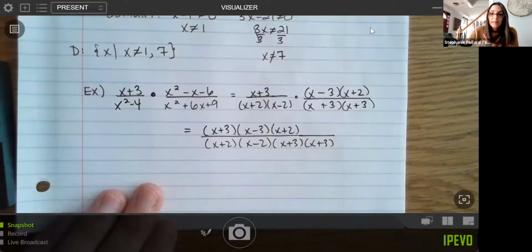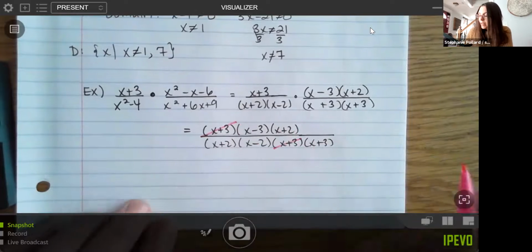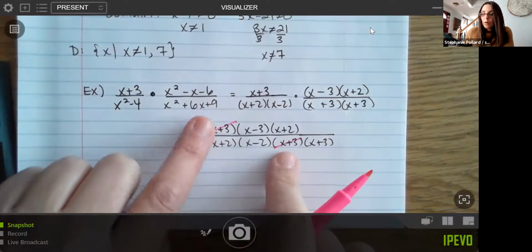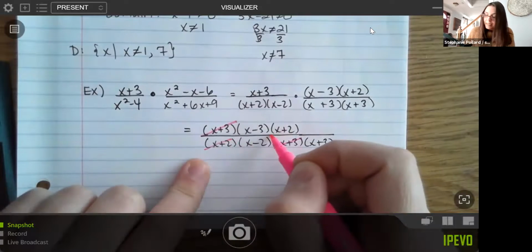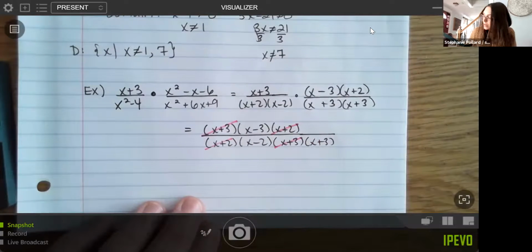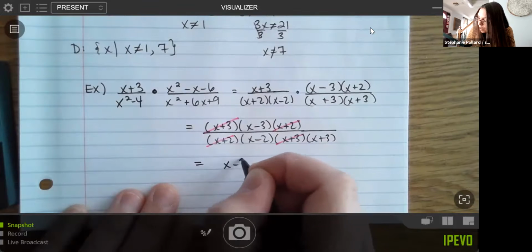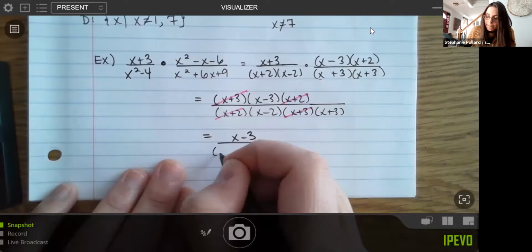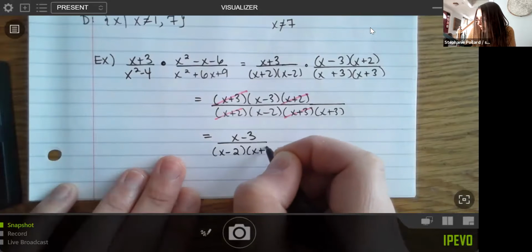And then I'm going to start canceling. So here I have an x plus 3 and an x plus 3. Be careful, I can only cancel one at a time, so this one has to stay. Here I have an x plus 2, x plus 2. So let's see, I'm left with x minus 3 up top, and then an x minus 2 and an x plus 3 in my denominator.